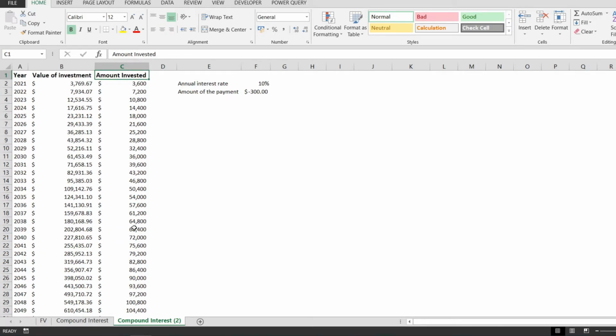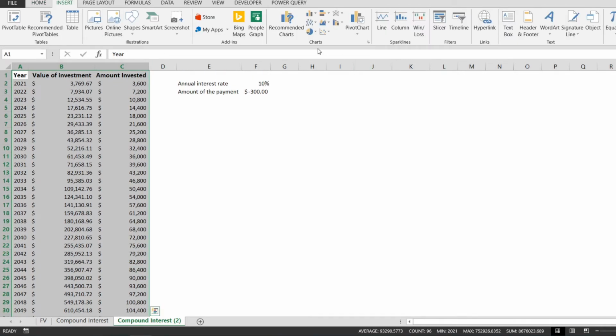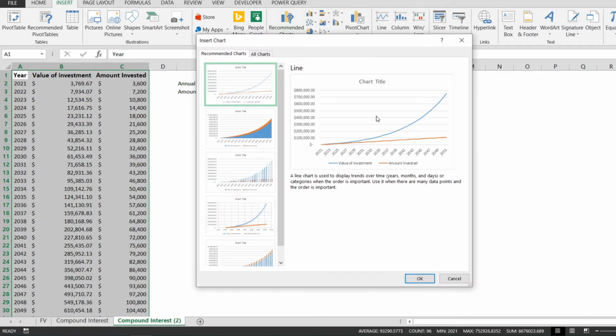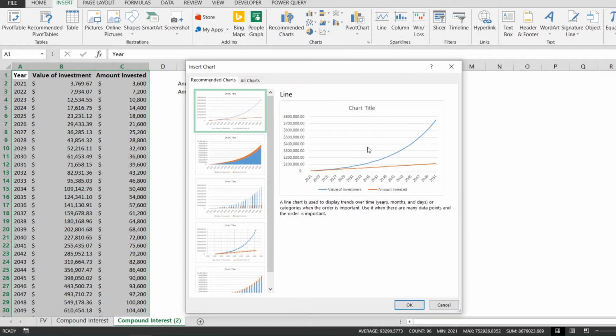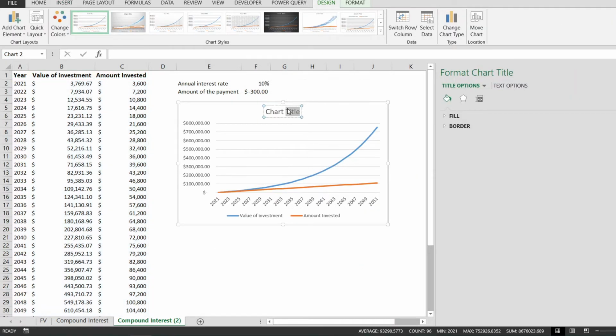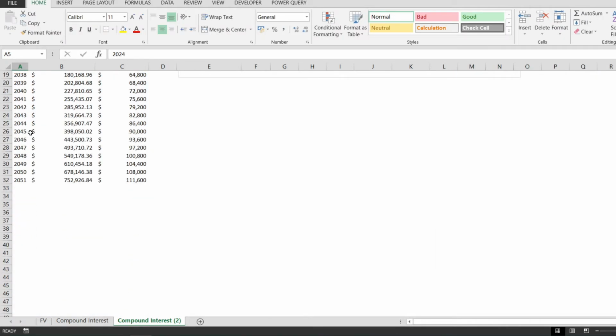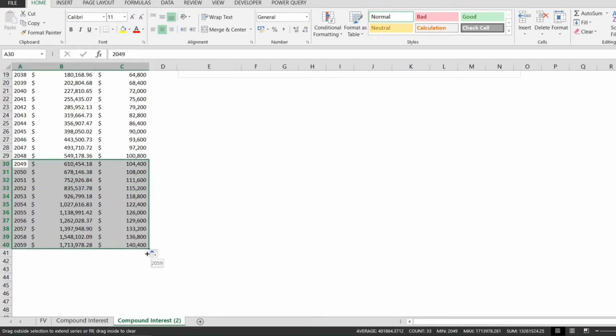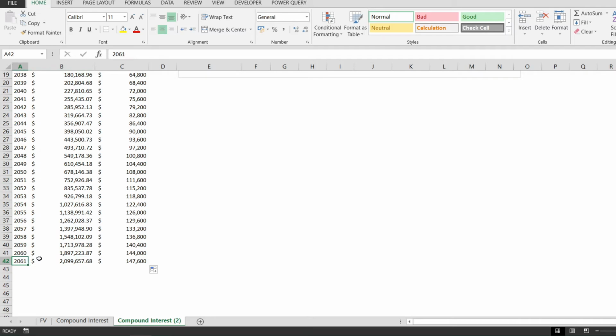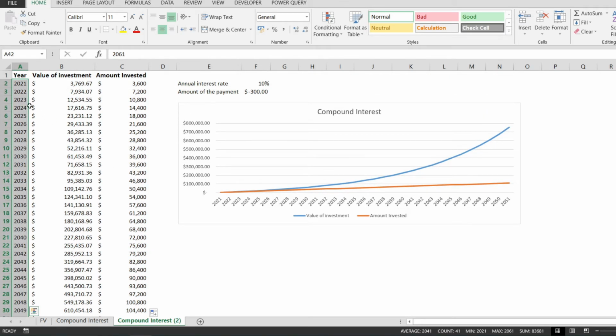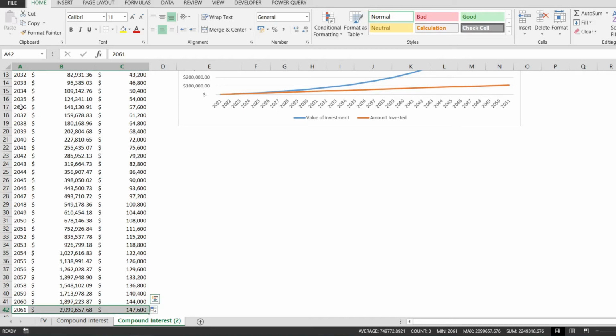Let's also add the chart to see how our performance looks like on a more visual image. I'm going to select this suggested chart from here. We're going to change its name to compound interest. Now, if we extend this period for a few more years, let's extend it to 2061, so that would be 40 years, I believe. 41 years. At the 41-year mark, we turn $147,000 into more than $2 million.